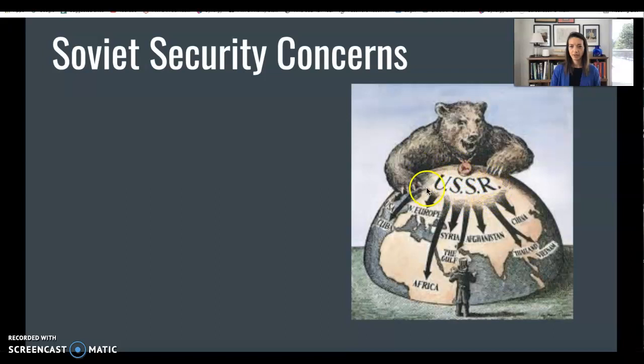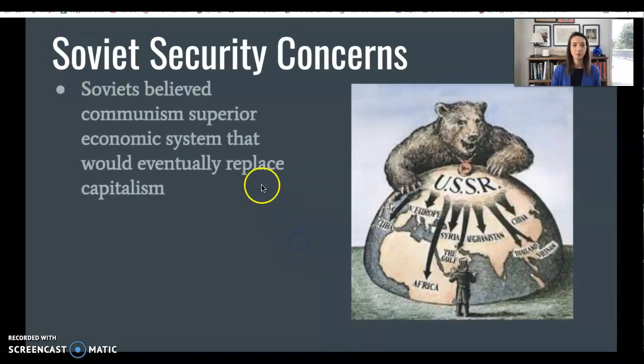Okay, it says USSR here at the top, and then we have all of these arrows. They're going to infiltrate, they're going to seep into the USA, Cuba, Western Europe, Africa. This one says Syria, the Gulf, as in the Persian Gulf, Afghanistan, Thailand, Vietnam, China. Okay, this is what they want to do, or what we think they want to do, and what we, as in America, don't want them to do.